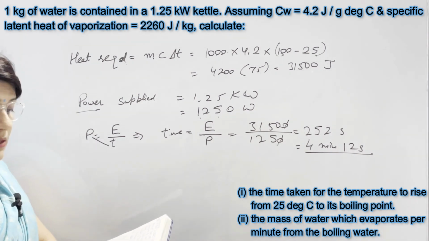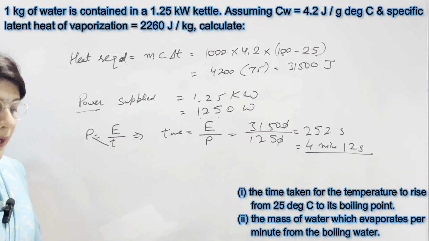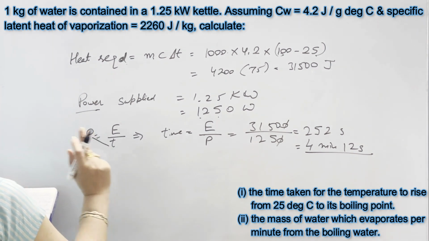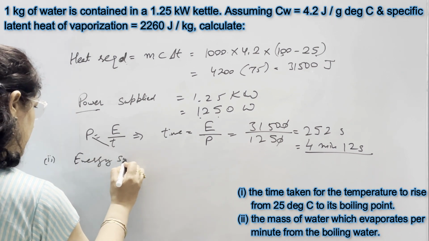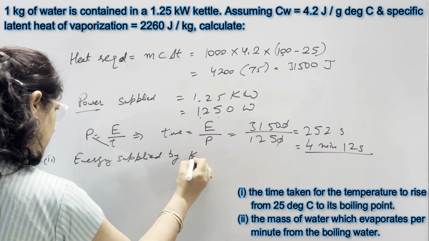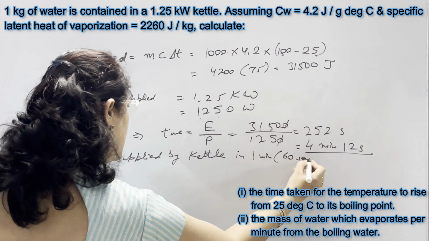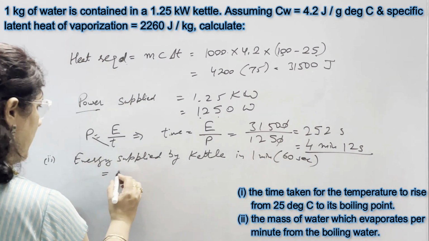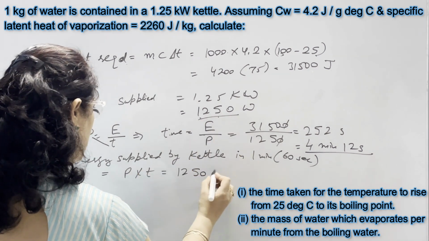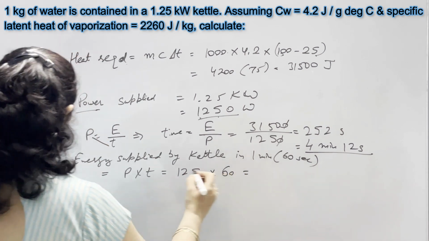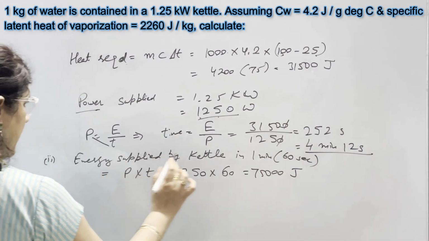Now in second part, the mass of water which evaporates per minute from the boiling water. Per minute means time is given as 1 minute. So in second part, energy supplied by kettle in 1 minute, or we can take 60 seconds. So energy is equal to power into time. Power is 1250 into time is 60 seconds. So 75,000 joule is the heat energy supplied by kettle.